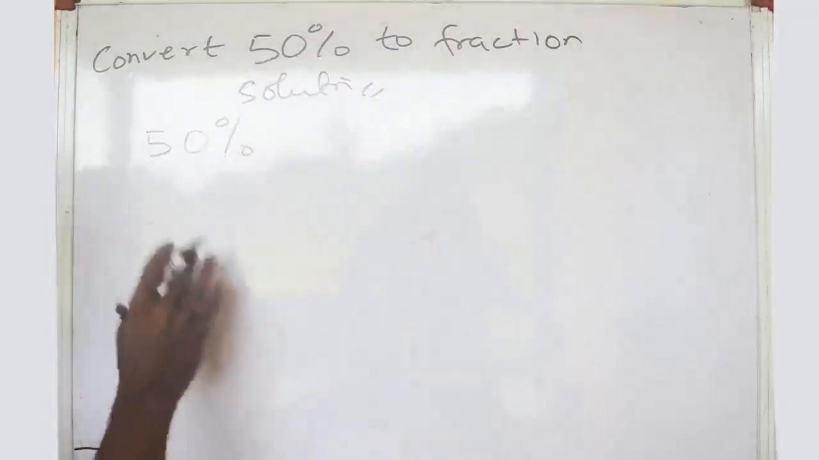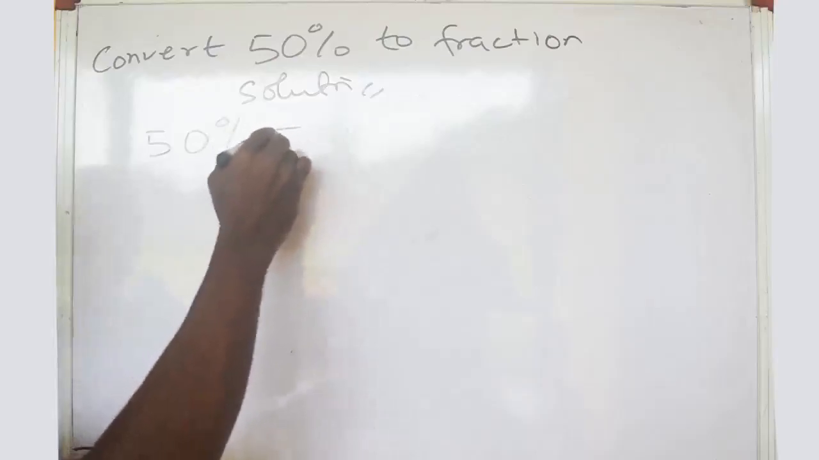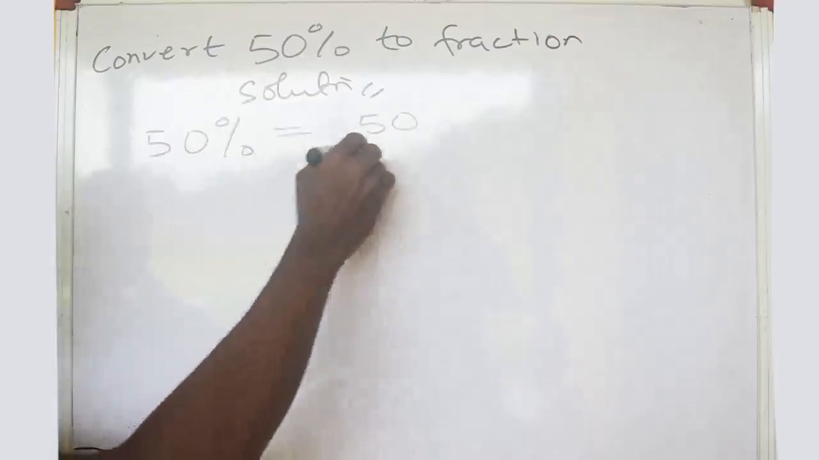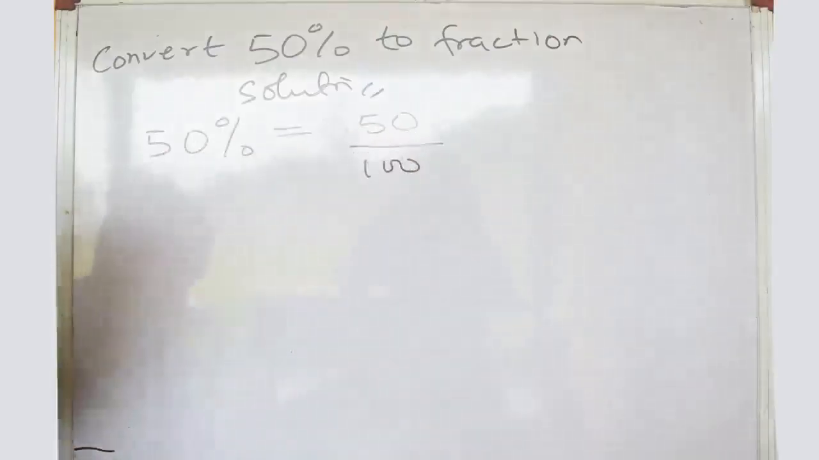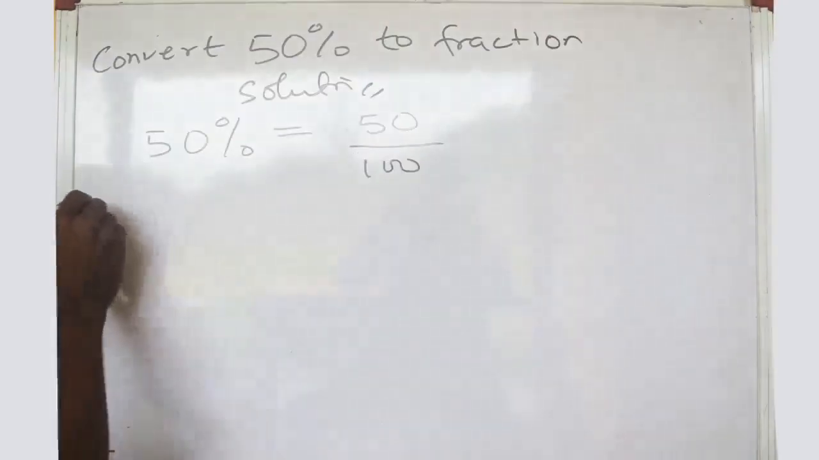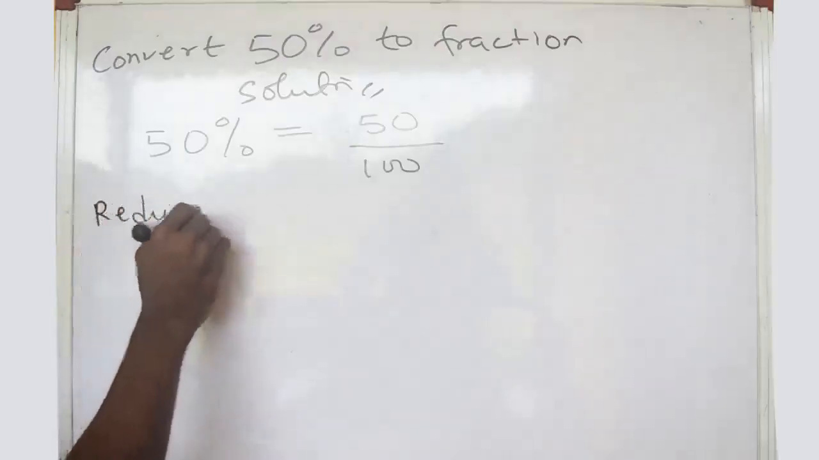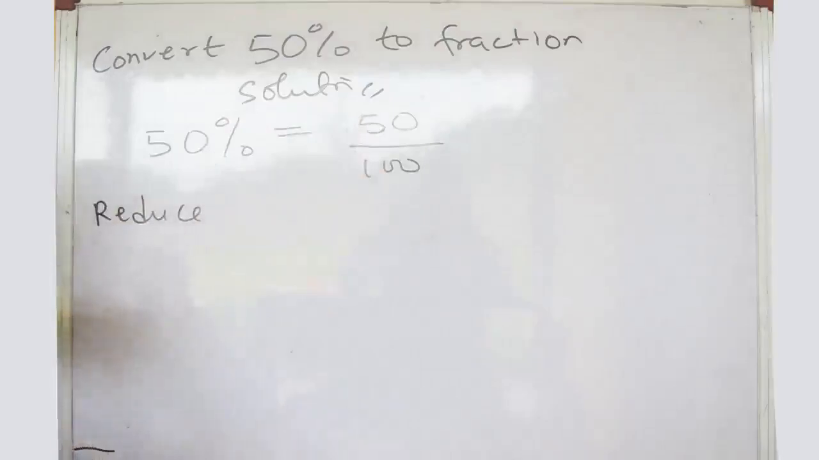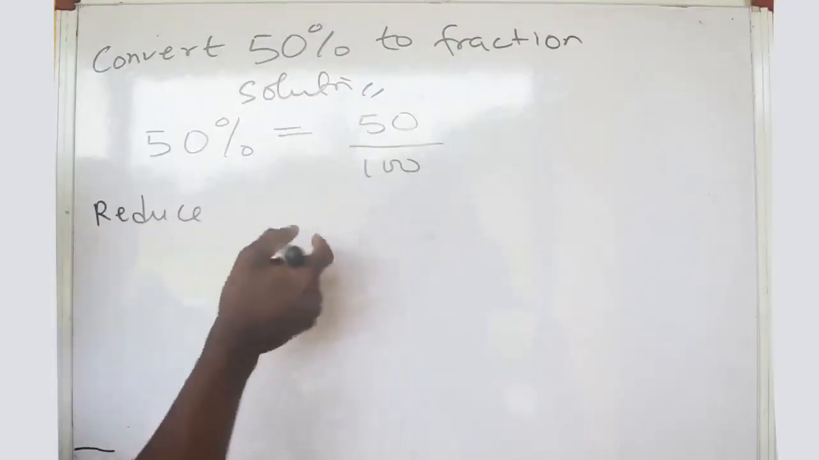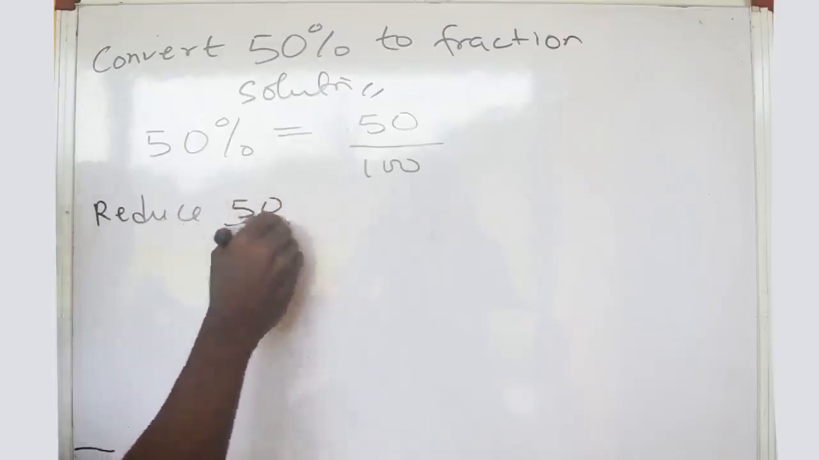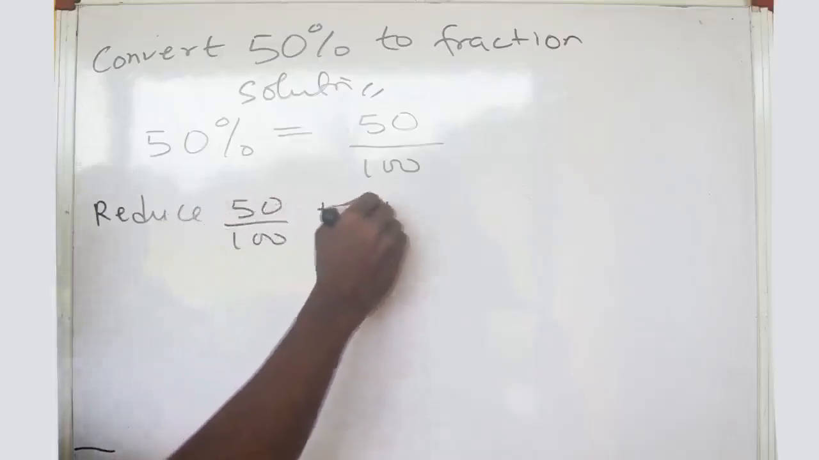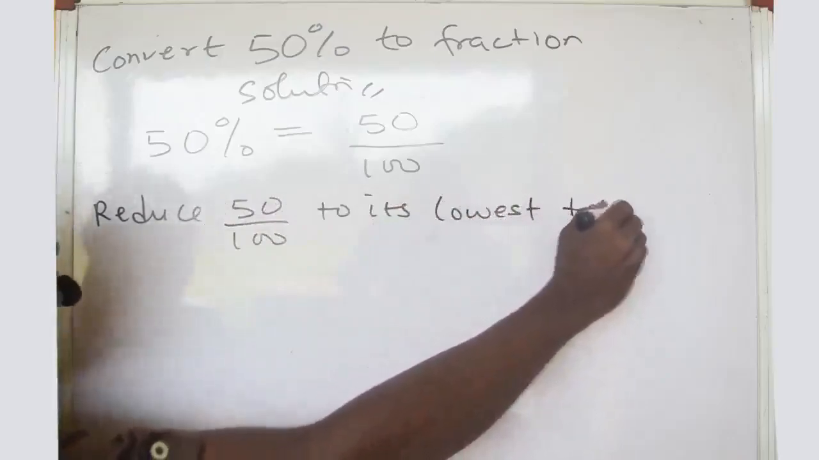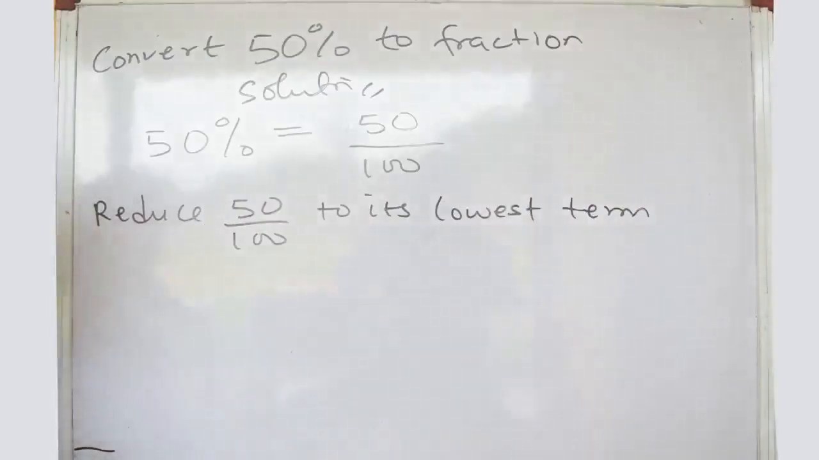This is 50%. This 50% is the same as you write the number, which is 50. The percent means divide by 100. So at the end of the day, you have to reduce, because the reason you are reducing is 50 and 100, a number can divide them. Many numbers can divide 50 and still divide 100. You say reduce 50 all over 100 to its lowest term. I can still say to its simplest term, still the same thing.